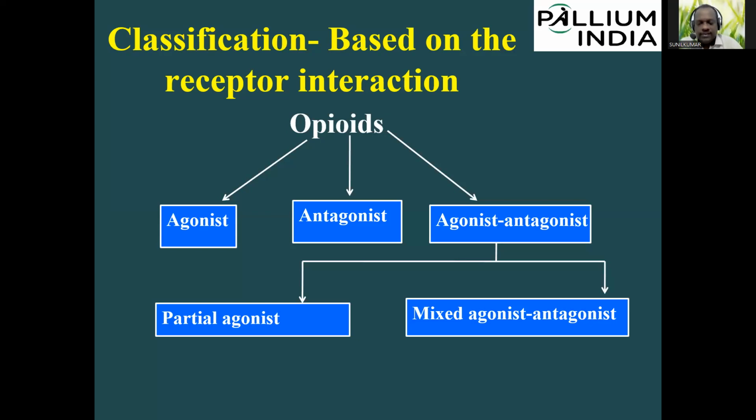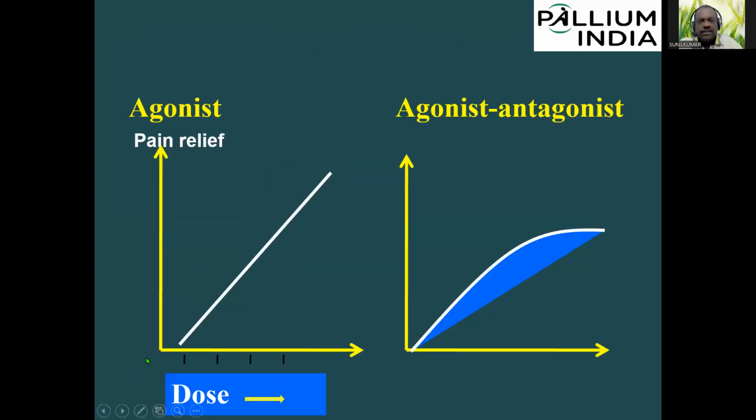So opioids are divided into three like this, and the main difference between the agonist and agonist antagonist group of opioid is this. So you can see on the left hand side, it is a graph. On the x-axis, it is the dose of opioid you are giving, and on the y-axis, it is the pain relief.